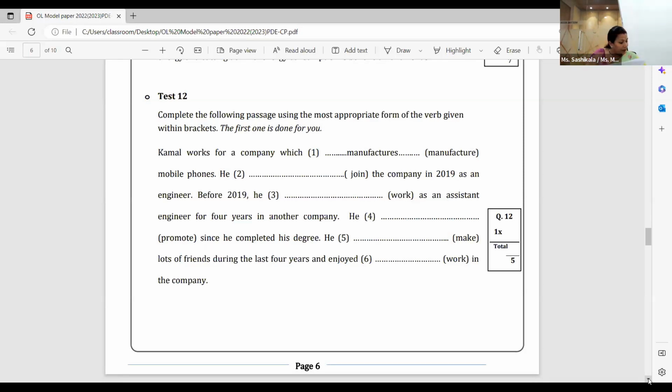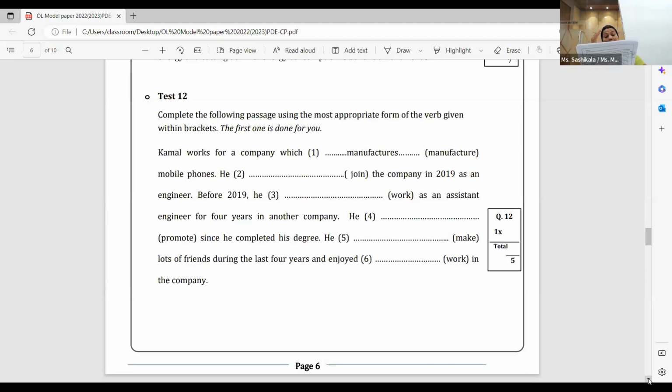He joined in 2019. So when did he join this company? Now he's working, so we are talking about his past. He joined the company. So to join we add ed, and that makes it past tense, right? Simple past. In 2019 is past, something that is finished. But here we speak in present tenses about the other part. Simple past, adding ed: joined the company in 2019 as an engineer.